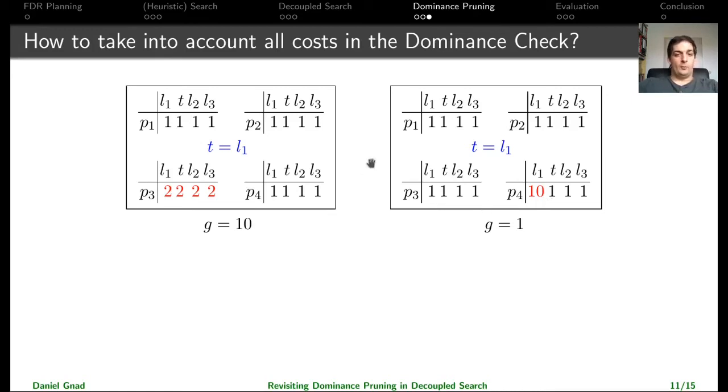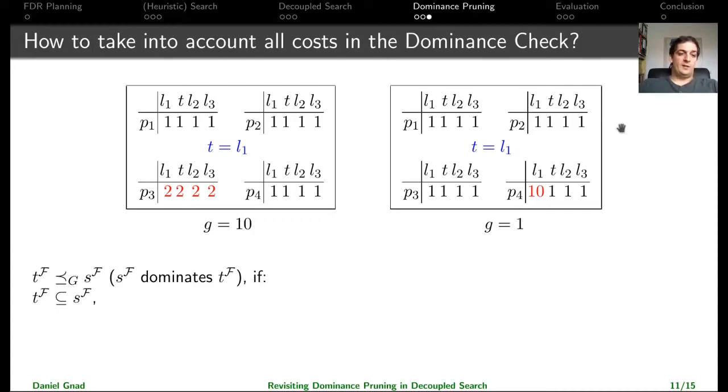Now, when you do the math, which is obviously not too complicated, you will see that still all member states on the right are reached with at most the cost that they have on the left. So we could prune the left decoupled state. And we actually want to have a dominance relation now that's able to tell us just that.